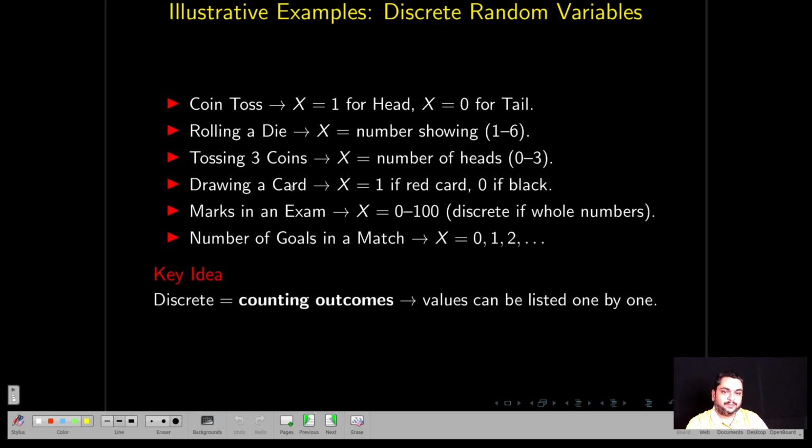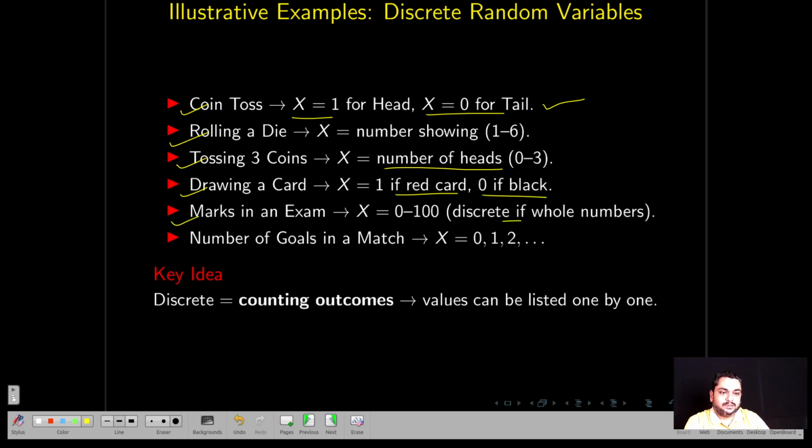So let us take a few examples. Discrete random variables: coin toss. If x equals 1 for head, x equals 0 for tails, it's discrete. I can directly assign the number. Rolling a die, x can be 1, 2, 3, 4, 5 or 6. Tossing 3 coins, the number of heads can be 0, 1, 2, 3. Drawing a card, x equals 1 if red, 0 if black.